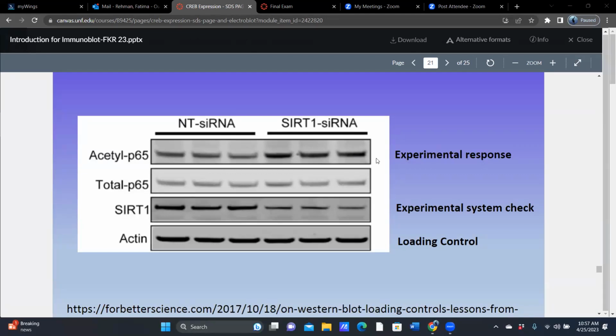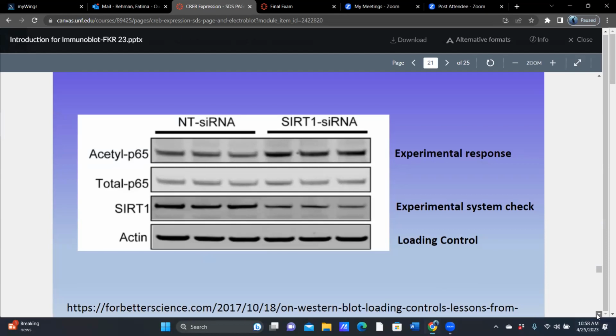Yes, so there's more acetylation of P65 when CERT1 is absent, when it is silenced. So that's how you would interpret something like this, and what you would expect to see, where I ask you which lane is the loading control, which one is the experimental check, which system, what is the overall conclusion, right? Does it change the total amount of protein? Does it affect the activation? Something along those lines.